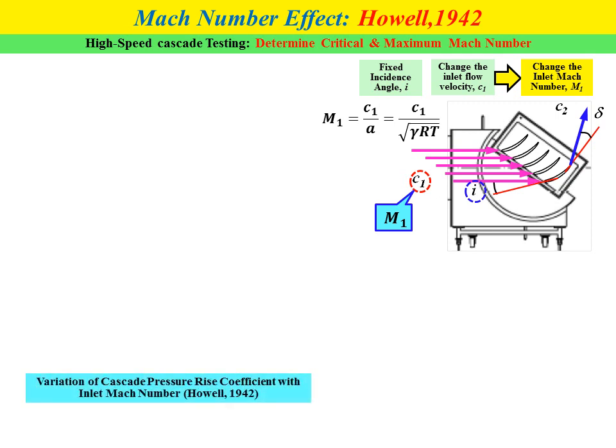In terms of results, Howell obtained the variation of cascade pressure rise coefficient with inlet Mach number.